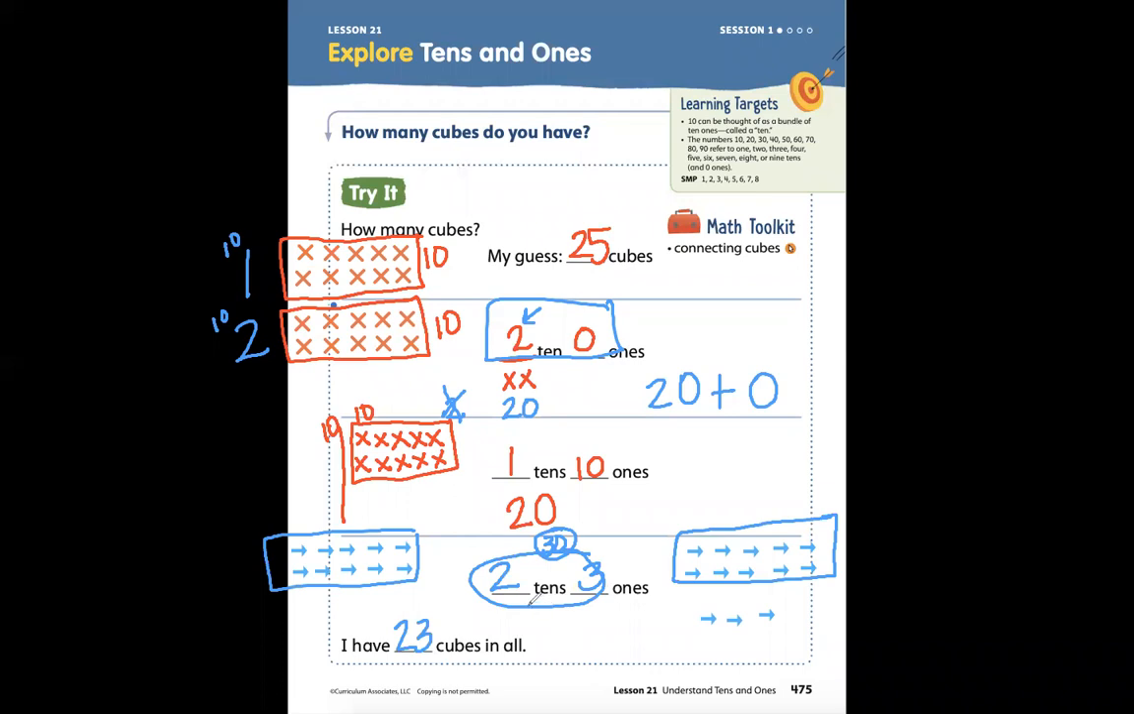If I look at the value of the 2 10s, the digit 2 has a value of 20. The value of the 3 is 3 ones. So I could write it as 20 plus 3, which is expanded form.